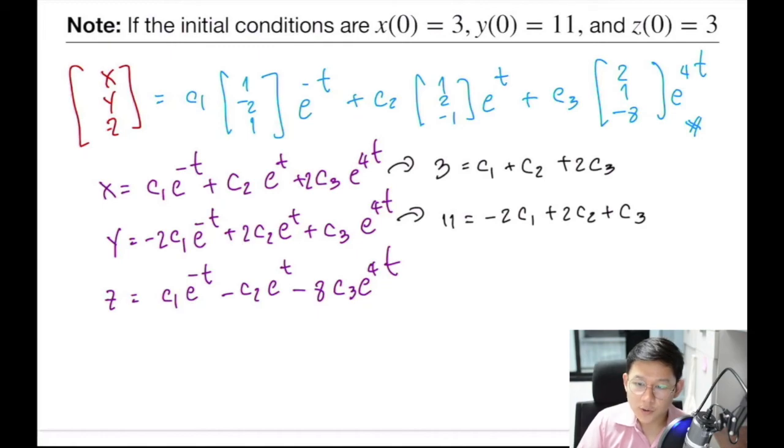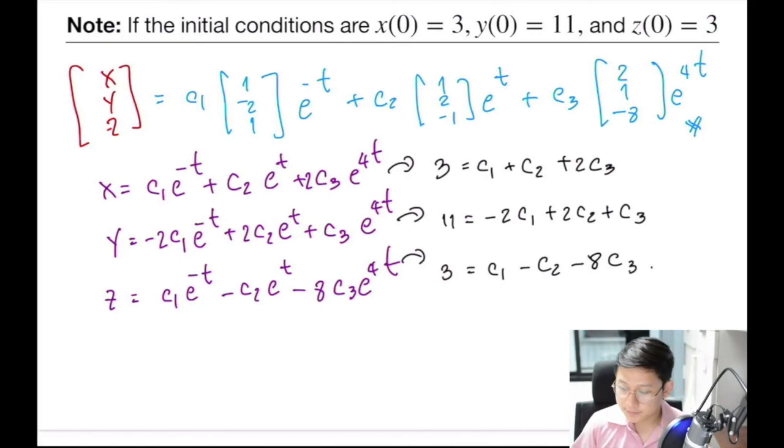And the last equation would be 3 equals c1 minus c2 minus 8c3. And that is our system in c1, c2, and c3. And you have three equations, right? You have c1, c2, c3, three constants. So you can solve for c1, c2, and c3.